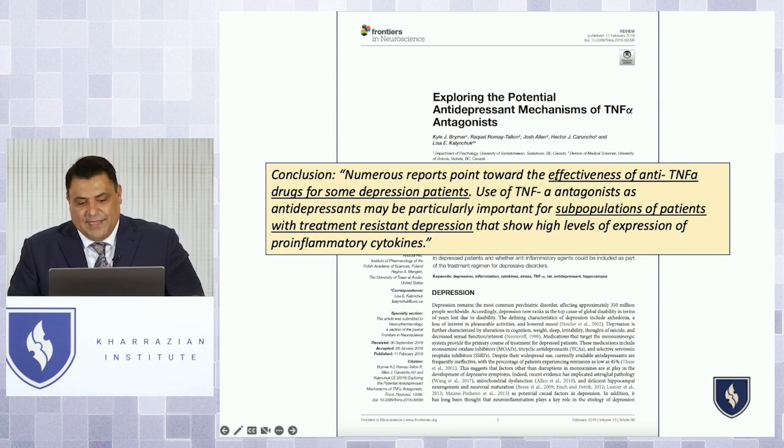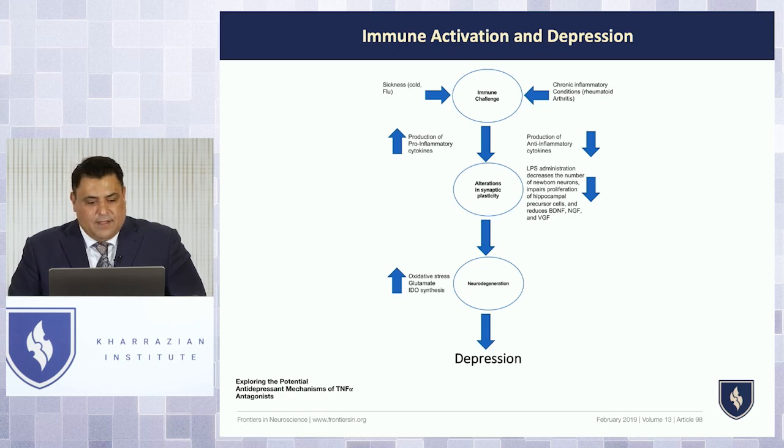So based on all the evidence that's coming out, there are now many university psychology and psychiatry departments that are looking at maybe we need to be treating depression with anti-inflammatories rather than antidepressants, which impact neurotransmitters. And here you can see a really good illustration of immune activation in depression. They show a cold or flu, some kind of sickness, some kind of chronic inflammatory condition. Here they show rheumatoid arthritis. This creates pro-inflammatory cytokines. These pro-inflammatory cytokines alter synaptic plasticity. You get neurodegeneration or even lack of neuroplasticity.